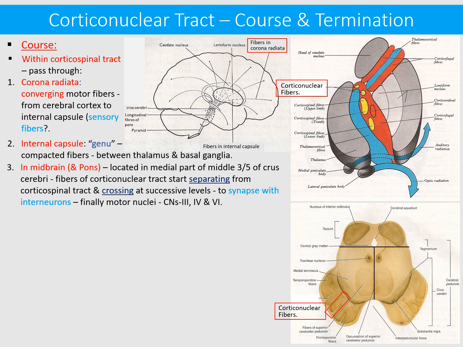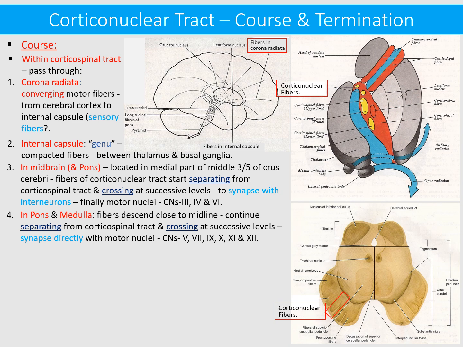Number 3, in midbrain and also the pons. The fibers are located in the medial part of the middle 3/5 of the crus cerebri. The fibers of the corticonuclear tracts start separating from the corticospinal tract and at the same time crossing at successive levels to synapse with the interneuron. Hence, they finally reach the motor nuclei indirectly, and they reach the cranial nerve nuclei of the third, fourth, and sixth cranial nerves.